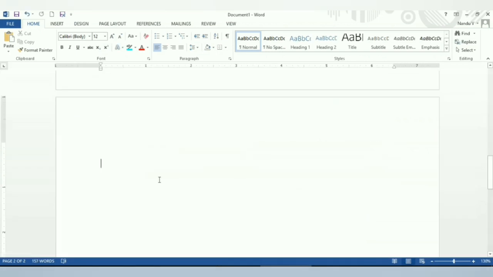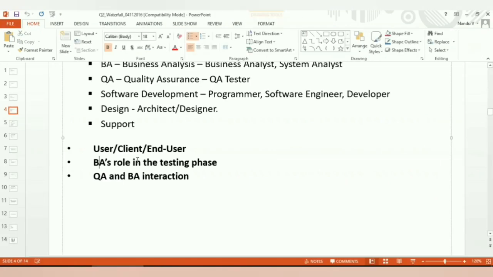So how we started: software equals product. Toy is also a product. So I'm going to use toy as an example to explain this concept of BA playing a role in the testing.